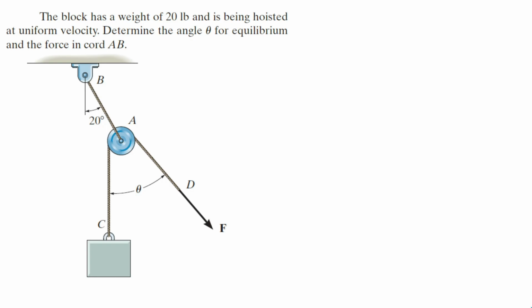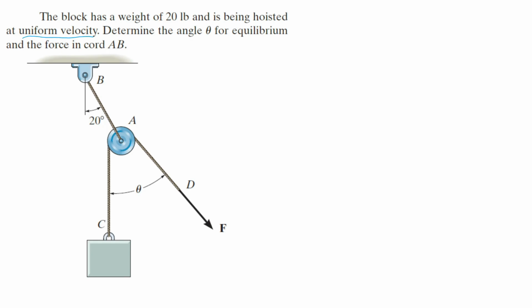So remember, from the words uniform velocity, if the block is moving at a uniform velocity, it means it's a constant velocity. So therefore, if the velocity is constant, the acceleration is 0. And if the acceleration is 0, the summation of forces is equal to 0. So this is an equilibrium problem. Okay, so let's try to analyze the figure first.